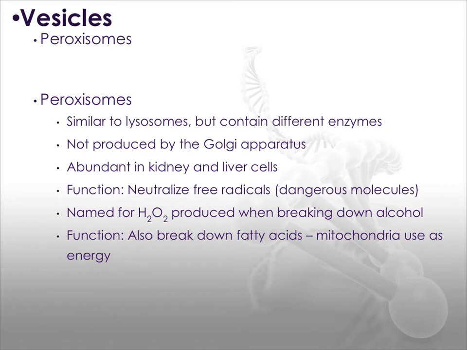Another example here is something called peroxisomes. They're similar to lysosomes, but they contain different enzymes. These are not made in the Golgi. They're made elsewhere. They're abundant in kidney and liver cells, so you might guess, based on what we saw earlier about lots of endoplasmic reticulum in kidney and liver cells, these are to help break down toxins. The function is to neutralize free radicals, which are dangerous molecules. It's named for hydrogen peroxide with the formula H2O2 that's produced when breaking down alcohol. The function here is also to break down fatty acids in addition to breaking down alcohols, and the mitochondria use those fatty acids for energy.